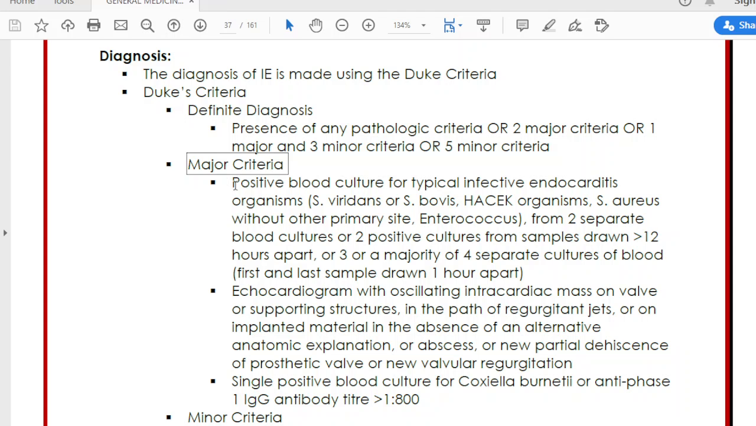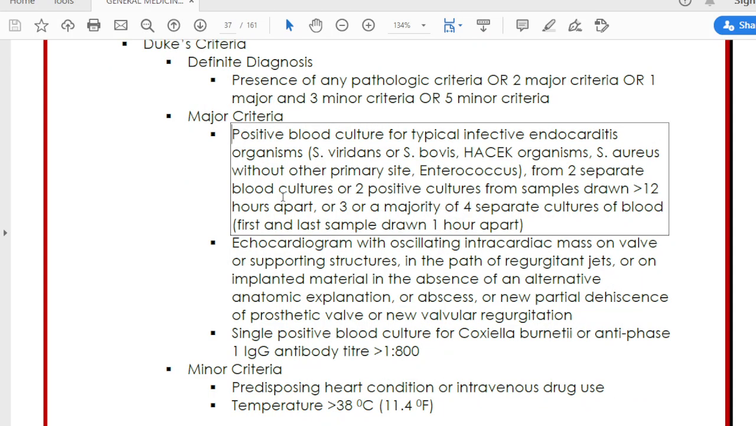Major criteria: positive blood culture for typical infective endocarditis organisms, S. viridans or S. bovis, HACEK organisms, S. aureus without other primary site, Enterococcus, from 2 separate blood cultures, or 2 positive cultures from samples drawn >12 hours apart, or 3 or a majority of 4 separate cultures of blood, first and last sample drawn 1 hour apart.